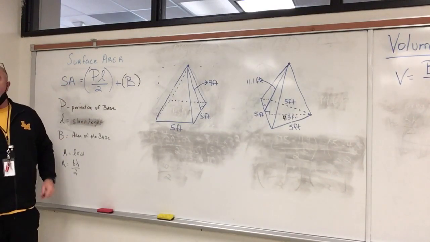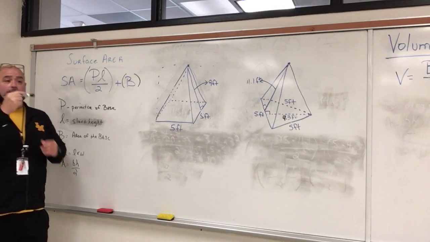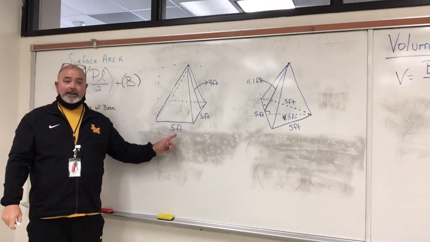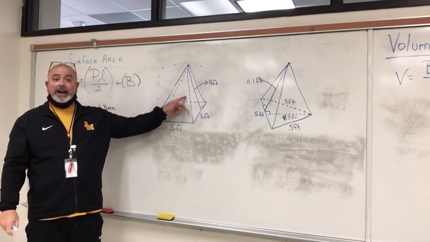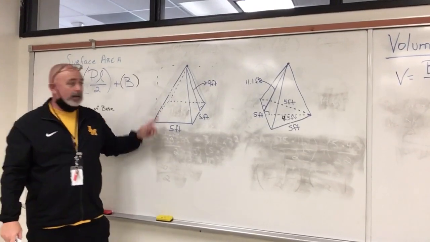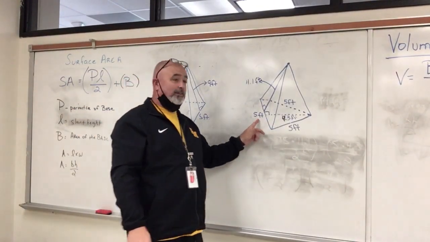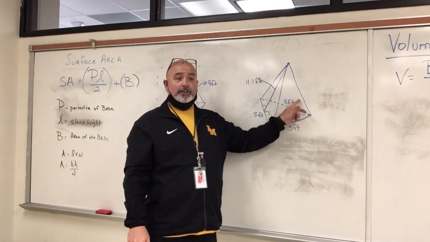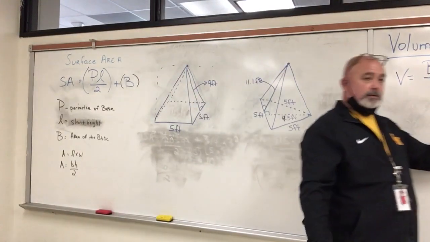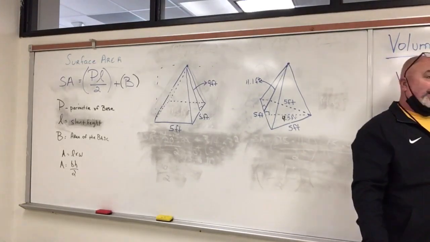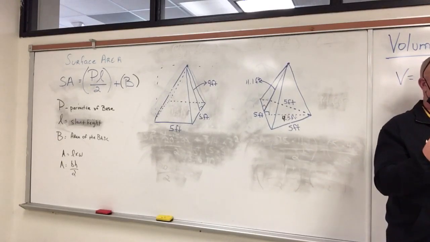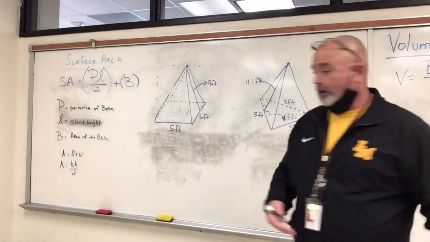What is the perimeter again? It's the measurement around the object. So in this case, it would be 5 plus 5 plus 5 plus 5. That's how you would find the perimeter. Okay? On this object, it would be 5 plus 5 plus 5. That's the measurement around the base. Here, 5 plus 8 plus 5 plus 8. That is the measurement around the base. Everybody understand that? Yes. All right.